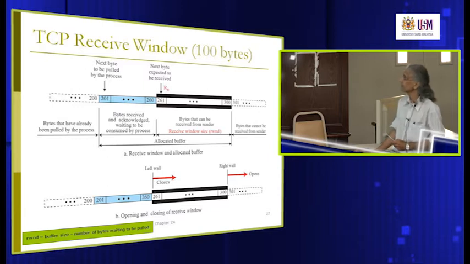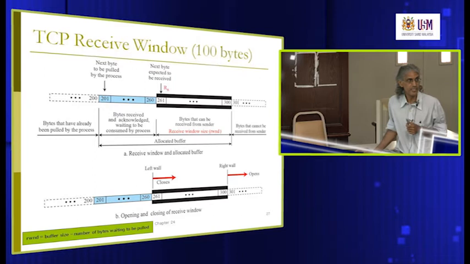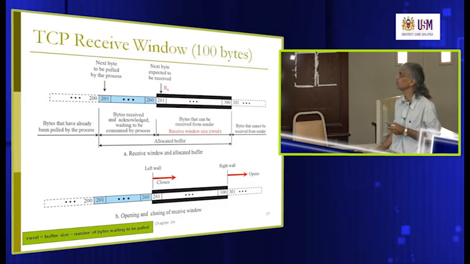So again, same thing. The front of the window, the beginning of the window, will indicate the next data byte which is ready to be received. So 261 here means that the next byte it should receive is 261, right? The receiver is ready to receive from 261 until 300. Any packets received within here are okay and will be accepted.